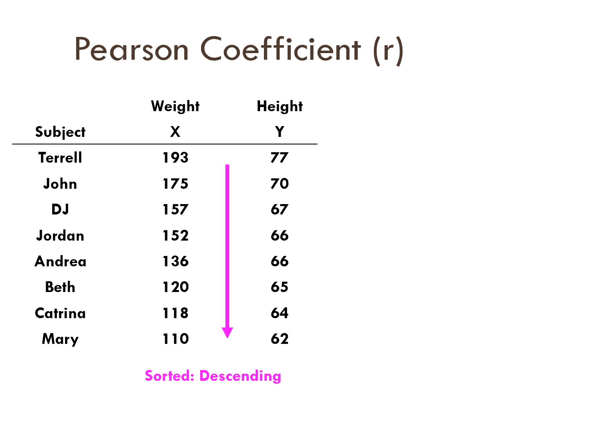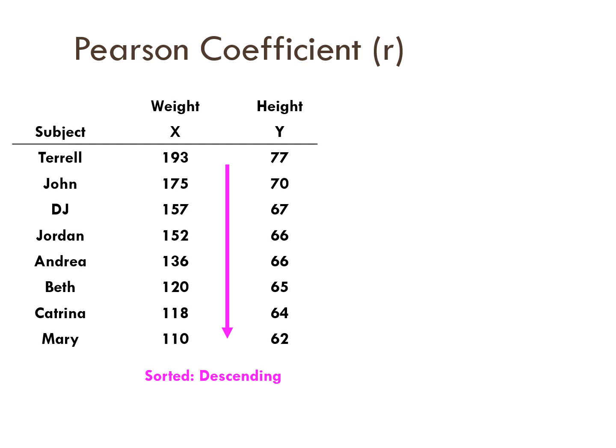So we see that Terrell, who is the heaviest of our subjects, also had the tallest height, and Mary had the shortest height, and that the people in between seem to be in general decreasing in their height as they decrease in their weight. Now, it's not necessarily perfect decreasing. It doesn't decrease in the same steps, but it is still kind of in the same direction.